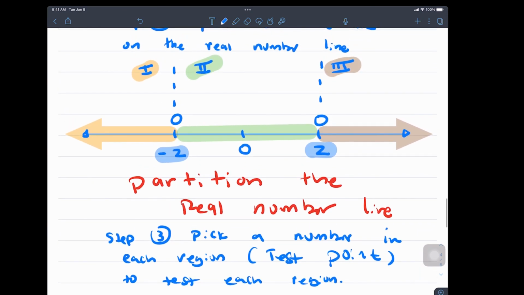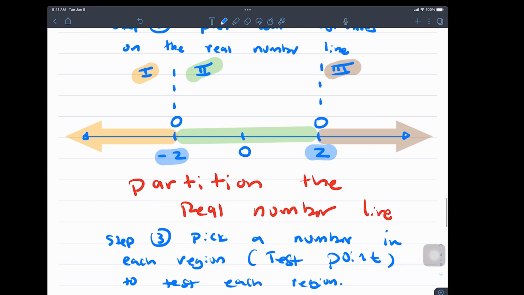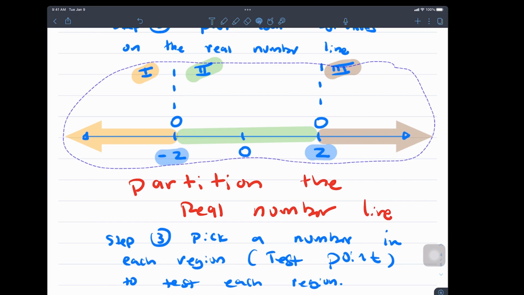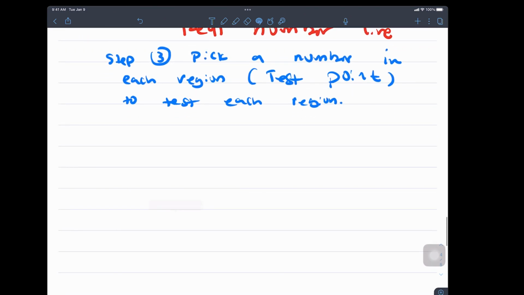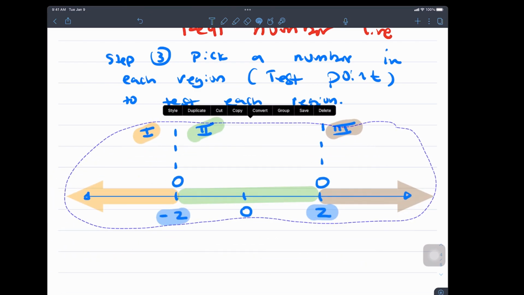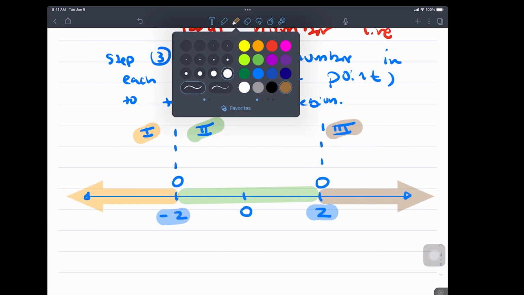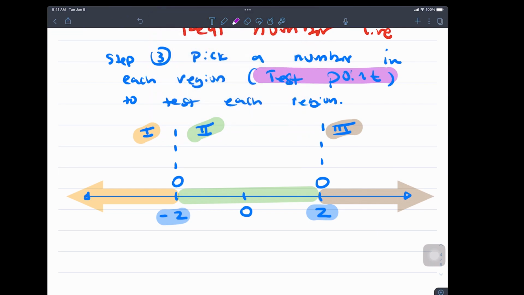Okay, so let me just say what step number 3 is. I'm going to copy everything you guys see here, and you're going to use this for your testing purpose. This is called a test point. I even color it purple. Test point. Okay, now let's get a test point in each region. I need a test point here. Test point here. Test point here.